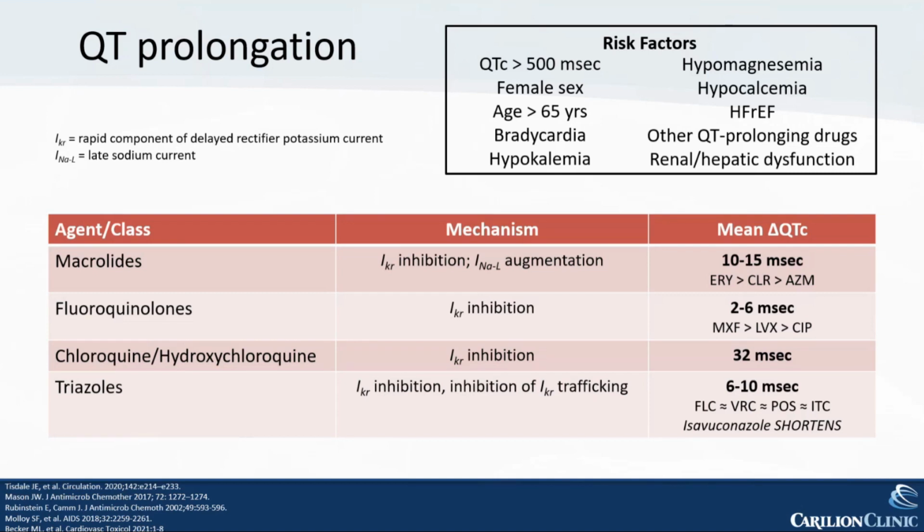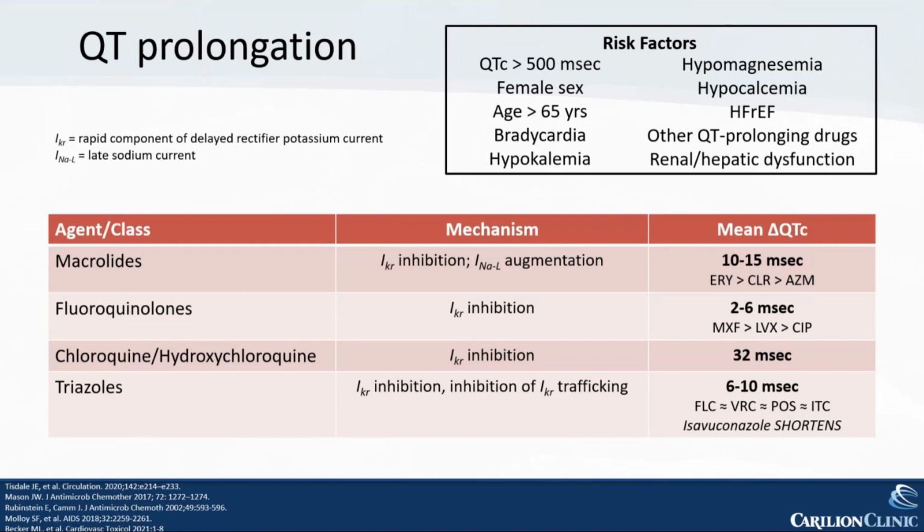So when we look at our agents here, the most common ones that we are associated with, macrolides, fluoroquinolones, and triazoles, we see the high end of the range is a 15 millisecond increase in the QTc, which isn't very much.